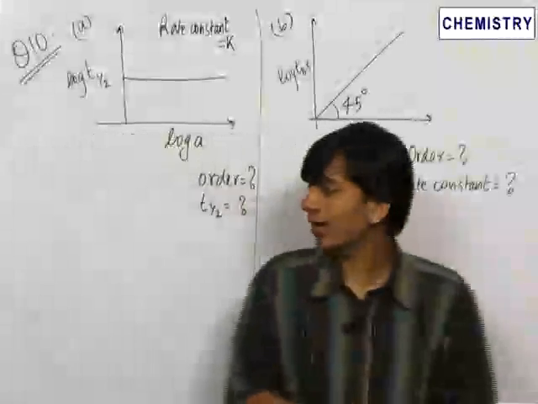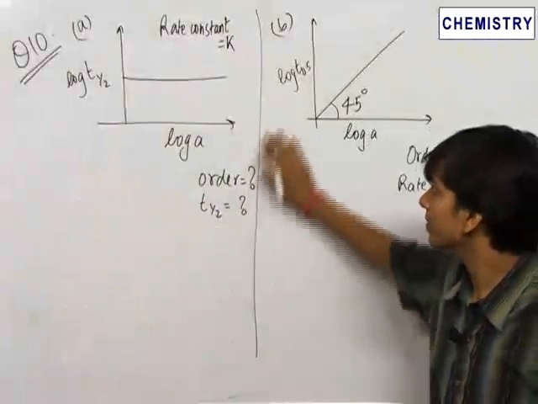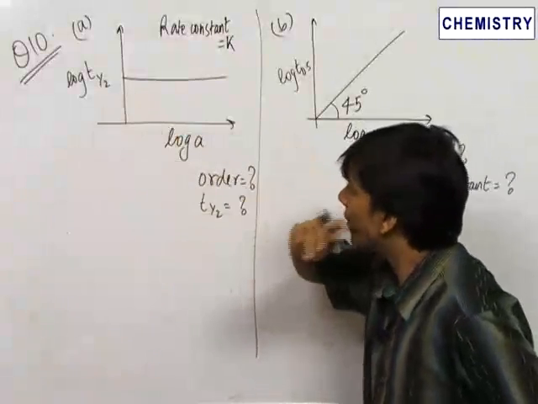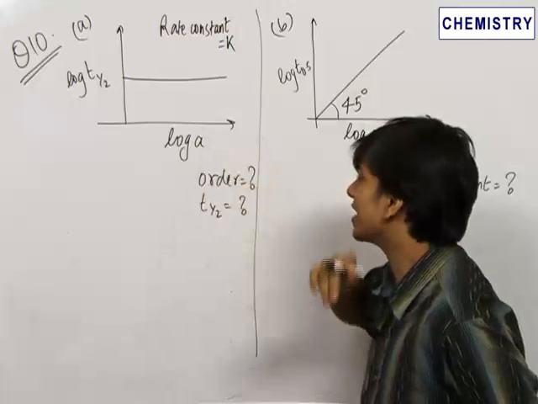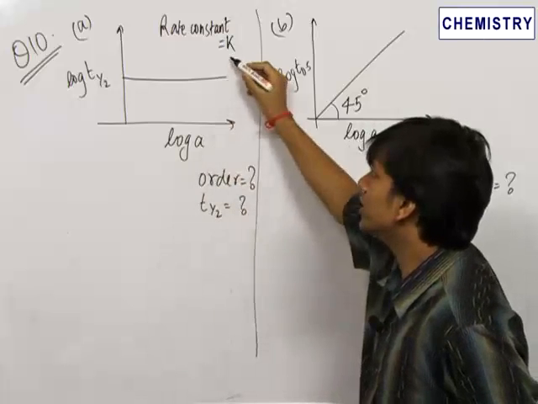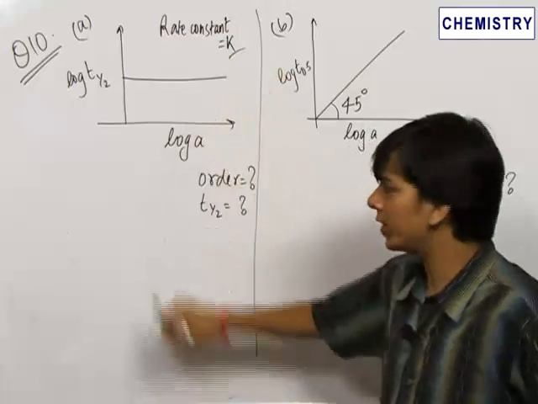The 10th question that we have involves interpretation of graphs. Interpreting graphs is always very important. The first graph we have been given is a log T half versus log A graph, where A is the initial concentration. The rate constant is given to be equal to K. We need to find out the order of this reaction and the value of T half.